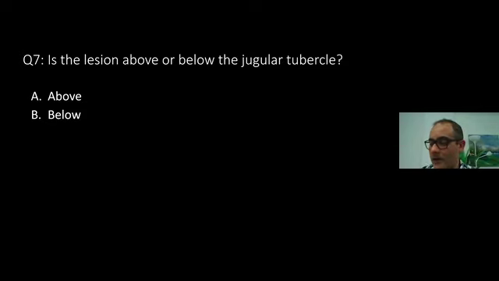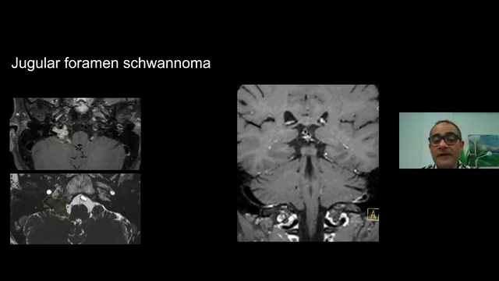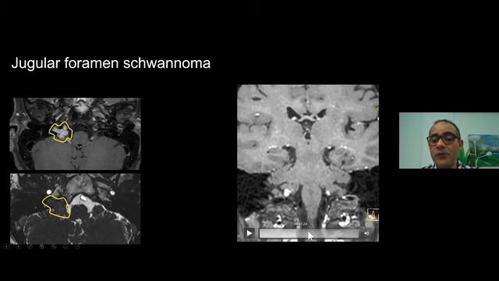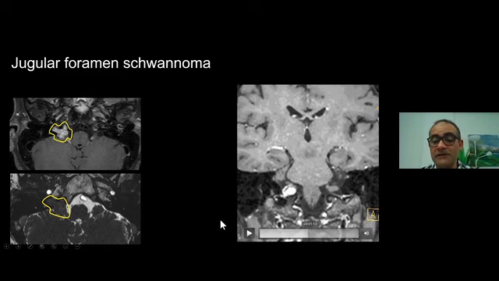I think we only have 15 minutes, Ryan, so I'm sorry about that. I want to skip the question and I'll show the answer. The lesion is above the jugular tubercle. So your first clue is to identify where is the jugular tubercle, and I will tell you how to do that.